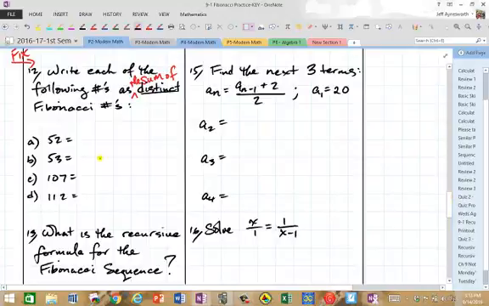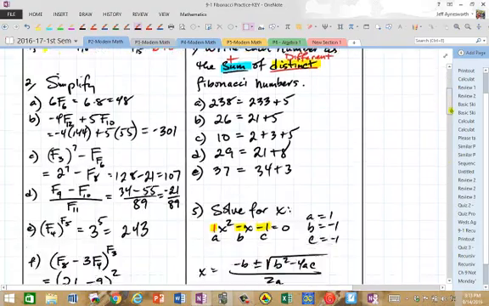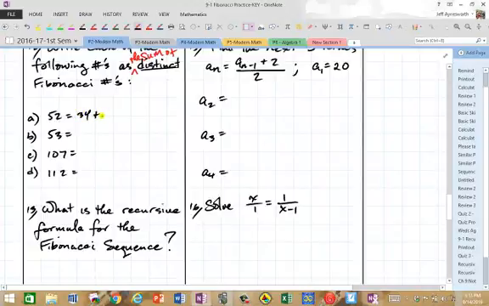So, which Fibonacci numbers add up to 52? Okay, so let's go up to the top again. So 52. Let me see. What about 34? Let's see. 34 and 13, that's 47, and 5. So 34, 13, and 5. Let's try that. That's 47 plus 5 more is 52. Okay, there we go. And then how about 34 plus 13 plus 5 plus 1?